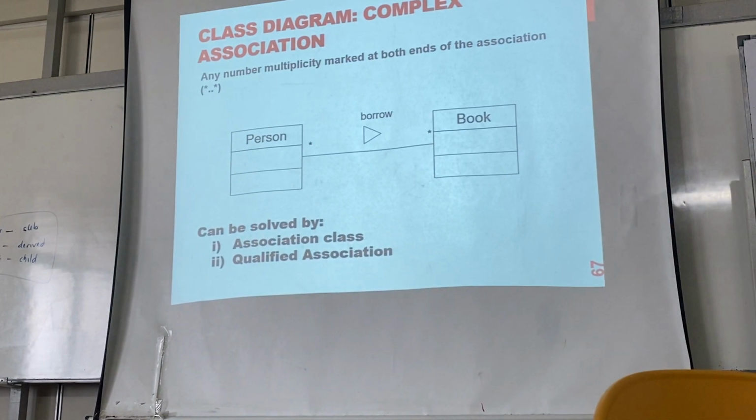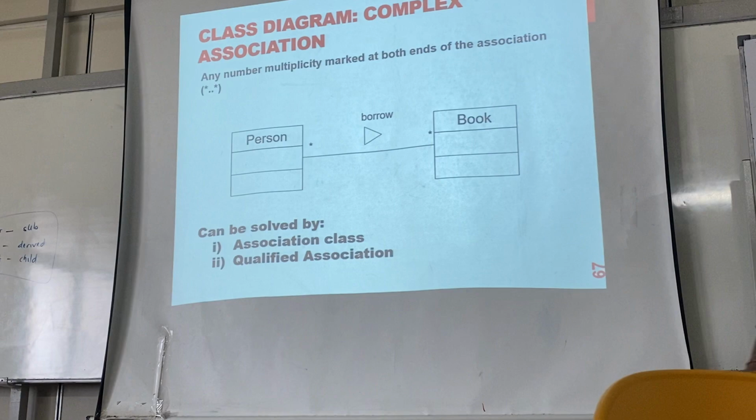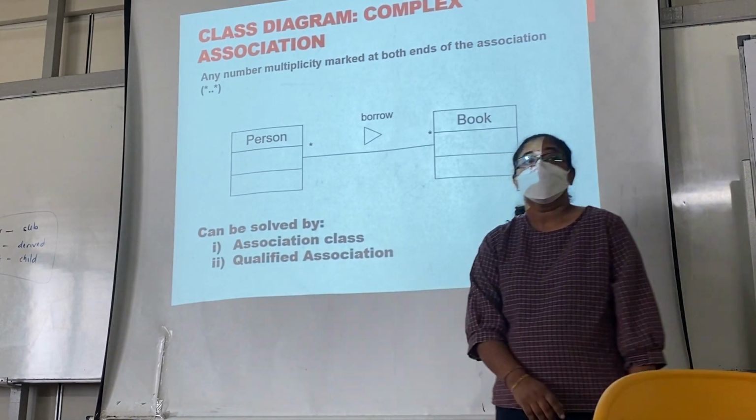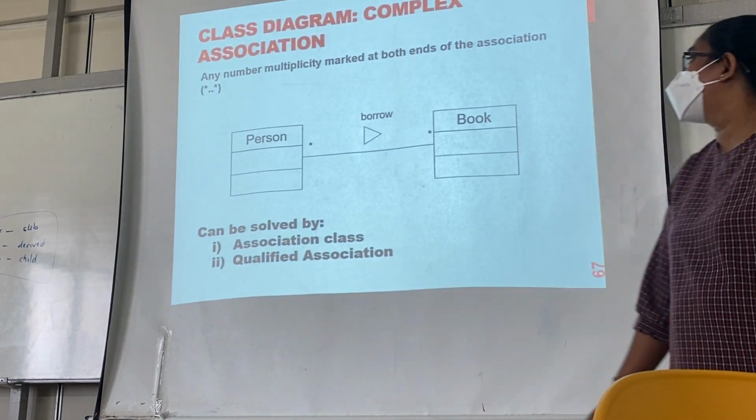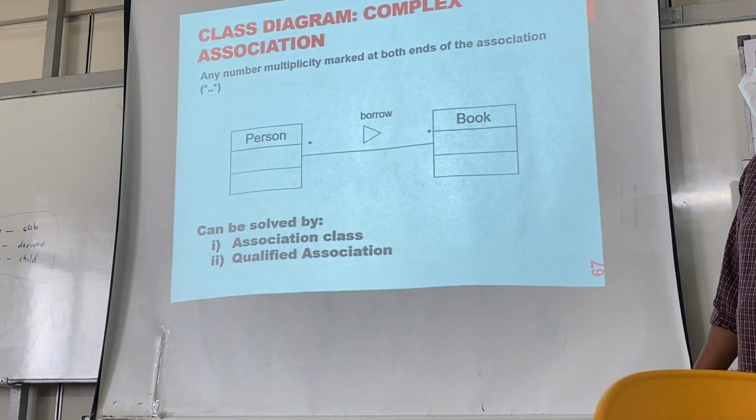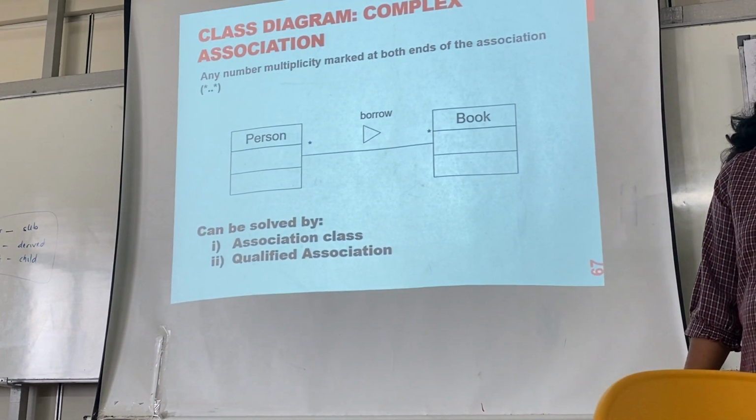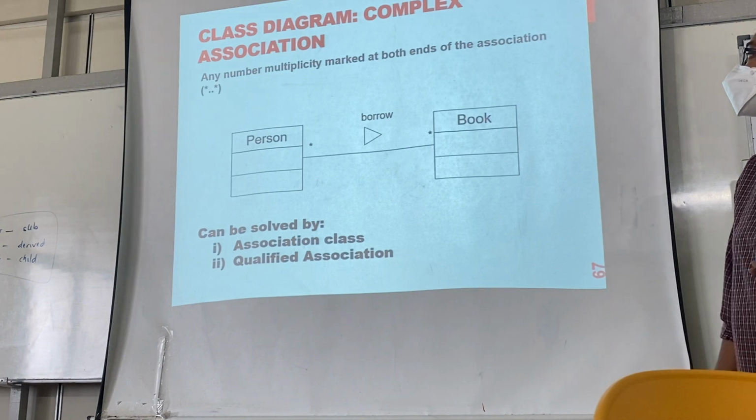So what do you have to do now? Many to many. What can I add? Can you give me the name? Sorry. What can I add? Person, book, borrow. Borrow list. Okay, borrow list.